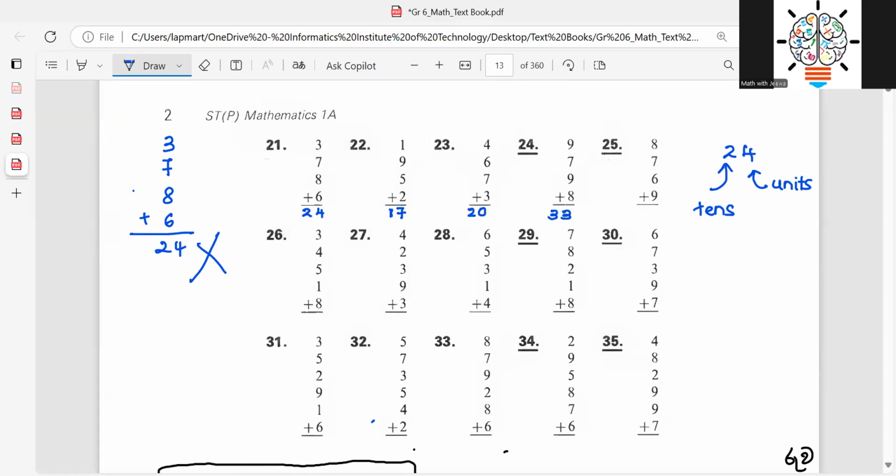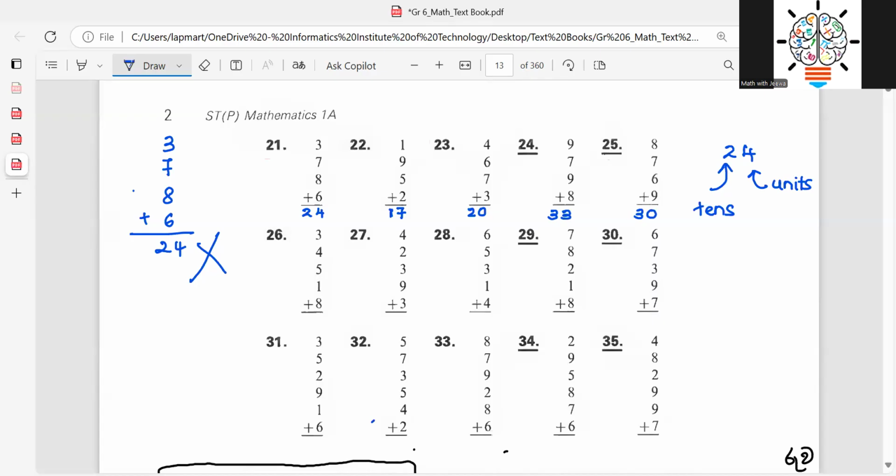Then the next one, 9 plus 6, it is 15, 15 plus 7, it is 22, 22 plus 8, it is 30. So I write 30 like this. Then 8 plus 1, 9, 9 plus 5, 14.